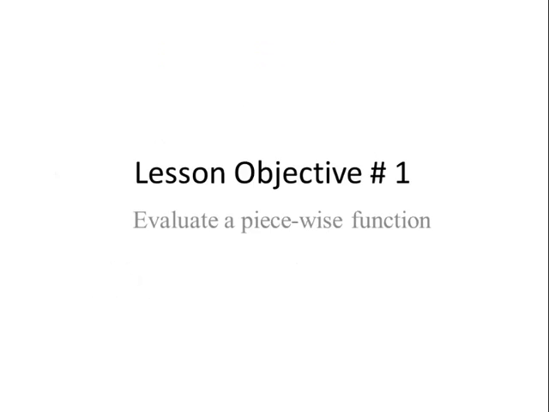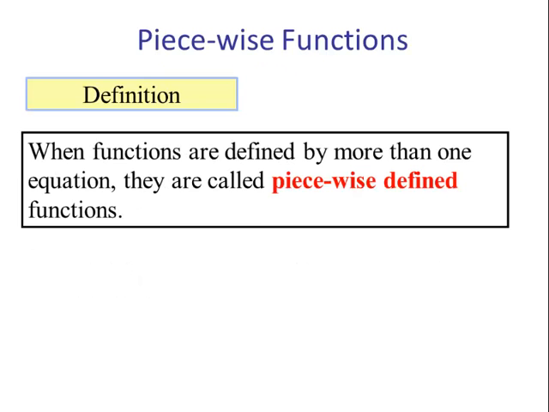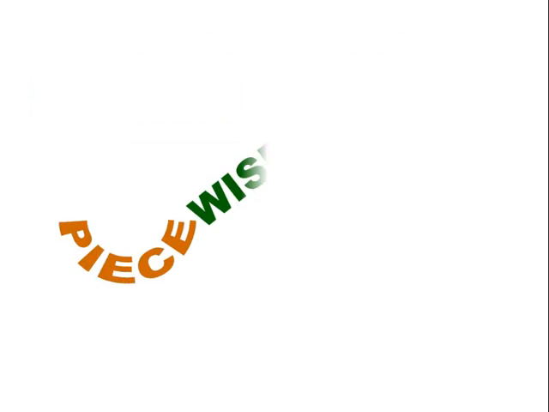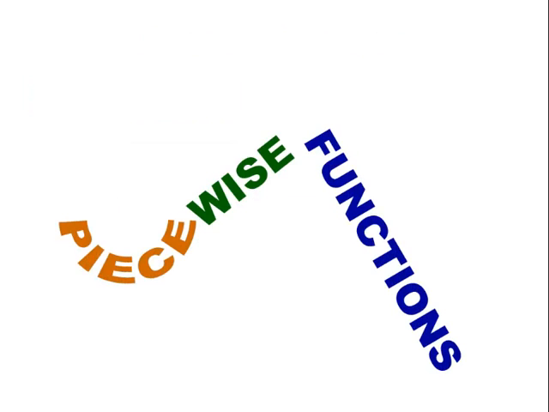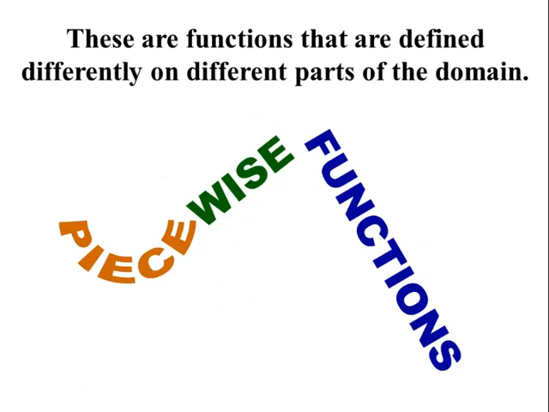Lesson Objective: Definition: When functions are defined by more than one equation, they are called piecewise defined functions, or in short, piecewise functions. So as we see with this wordplay, these are different functions that are pieced together. They are defined differently on different parts of the domain.